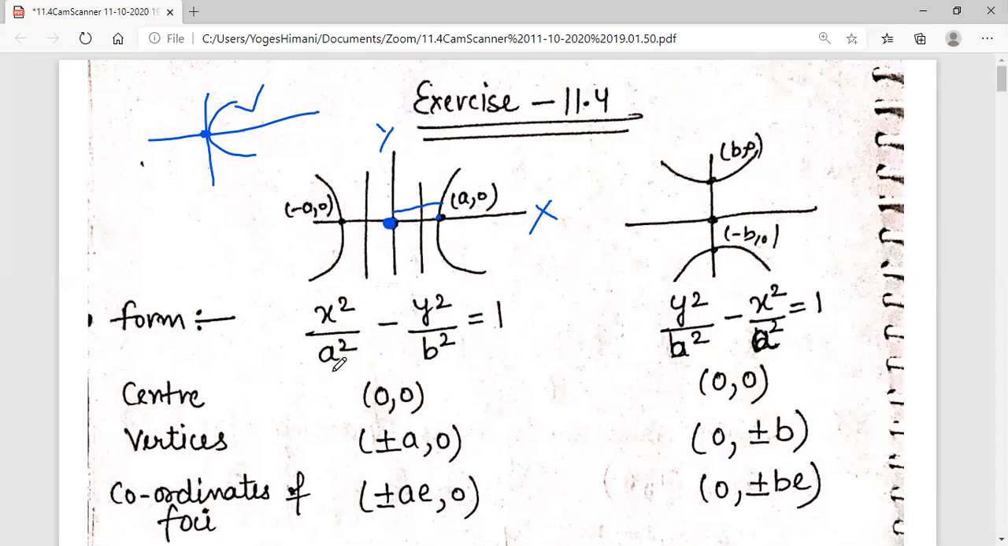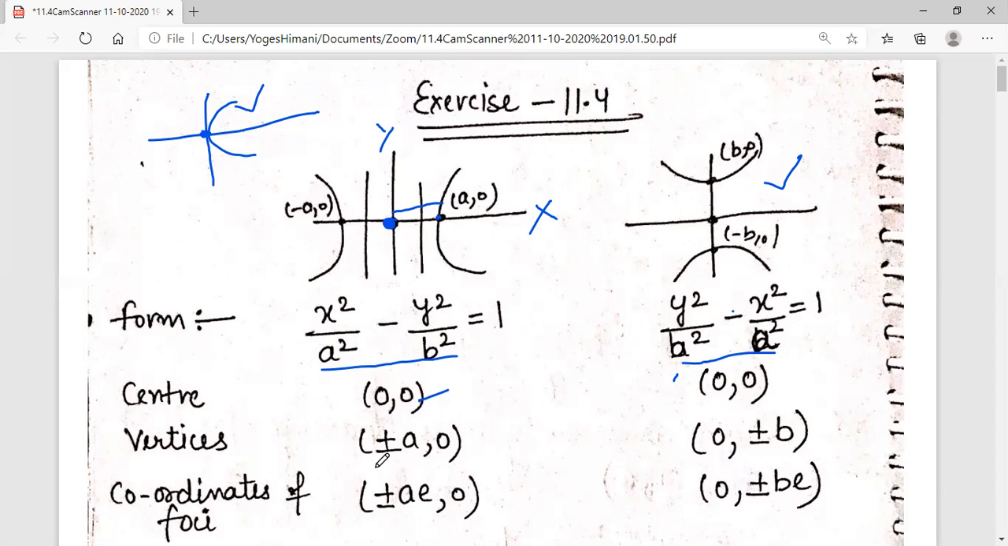What is the standard equation of hyperbola? x square by a square minus y square by b square is equal to 1, if our hyperbola is on the x-axis. If our hyperbola is on the y-axis, then y square by b square minus x square by a square is equal to 1. What is the difference? If our hyperbola is on the x-axis, then the y square term will be minus. And if our hyperbola is on the y-axis, then our x square term will be minus. Center will be (0, 0) always.